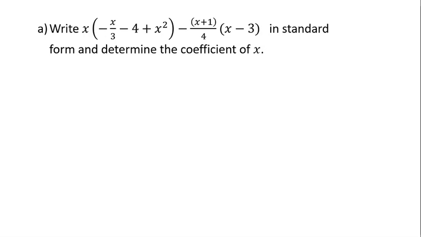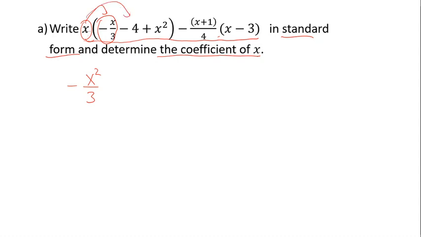Now this time let's write this in standard form, and we will determine the coefficient of x. First, we have products here, so we will do the product first. Let's distribute this negative x times negative x squared over 3. You can say x times x squared over 3, and then x times negative 4, so it will be negative 4x, and then x times x squared, so it will be x cubed.